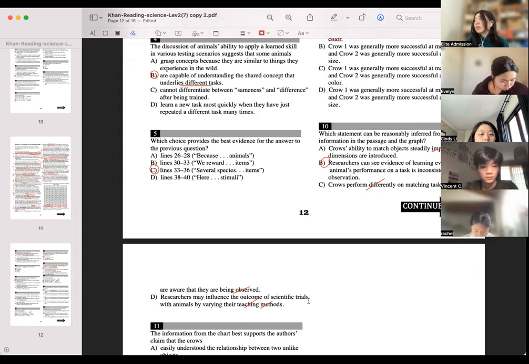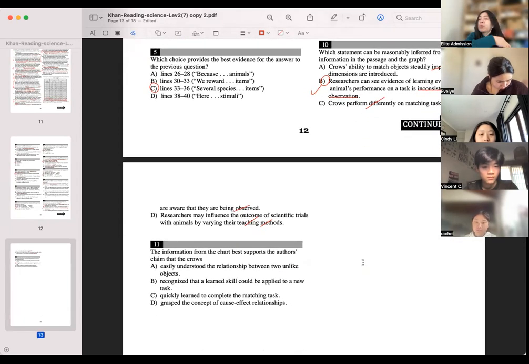And the B answer: researchers can see evidence of learning even when an animal's performance on the task is inconsistent during the observation. Does that make sense? Yeah, that makes sense. So don't try to predict an answer, because you cannot predict an answer like that. So don't try to predict one. Why bother? Just keep that in mind.